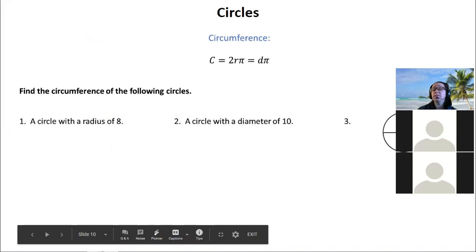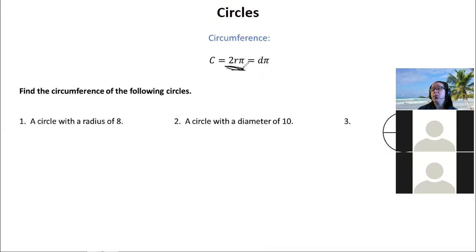So we want to find the circumference. There are two ways to find the circumference. Circumference is either 2 pi times the radius or diameter times pi. They are going to ask for an exact answer and an approximate answer. Remember, the exact answer is the one that has the pi in it.